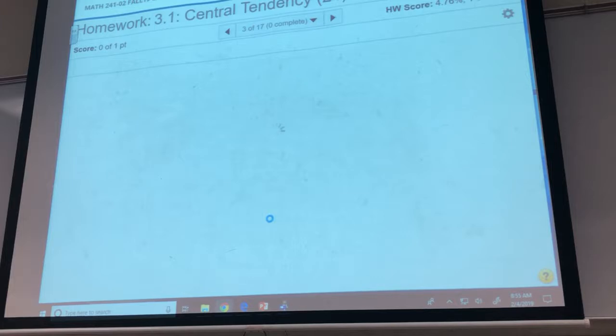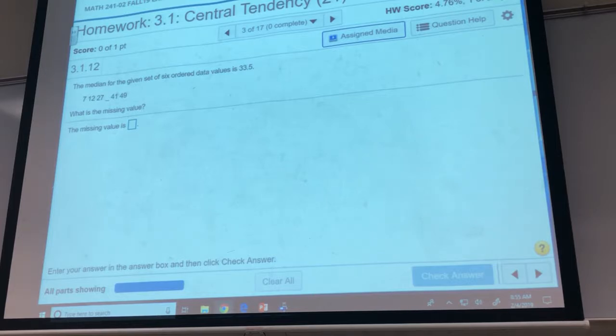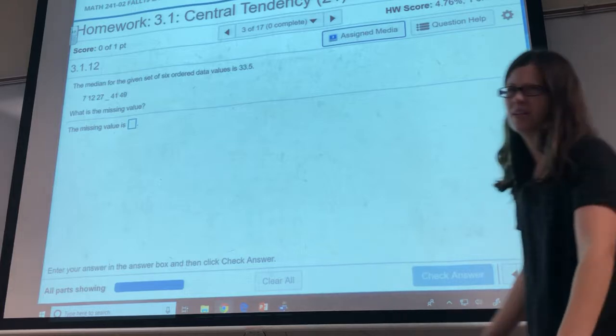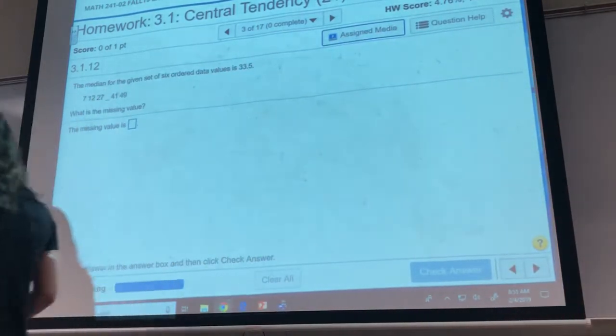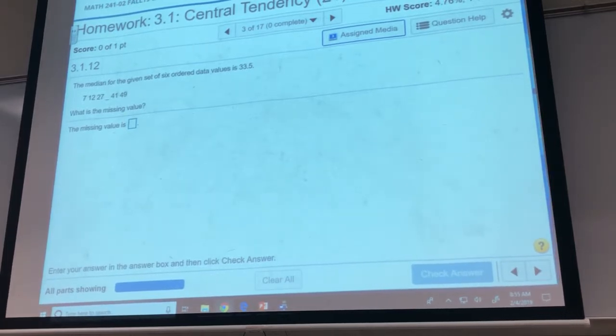Okay, so from this homework, I wanted to talk about number 3. It says the median is 33.5, and it's asking you what is the missing value. So this one's a little bit different because we know how to find the median. But this one, they give us the median, and they're asking us for the missing value.